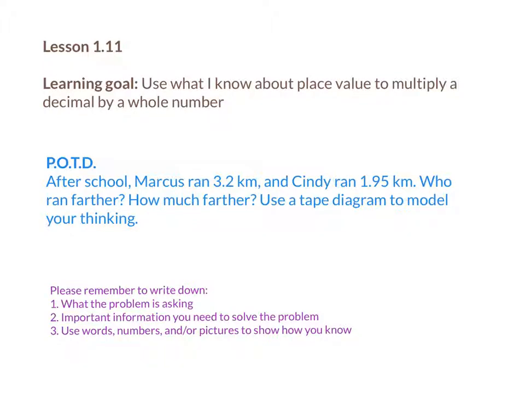Today is Monday, September 11th, 2017, and today we're doing lesson 1.11. That's module 1, lesson 11. And today's learning goal says that I can use what I know about place value, and you know a lot about place value already, to multiply a decimal by a whole number.